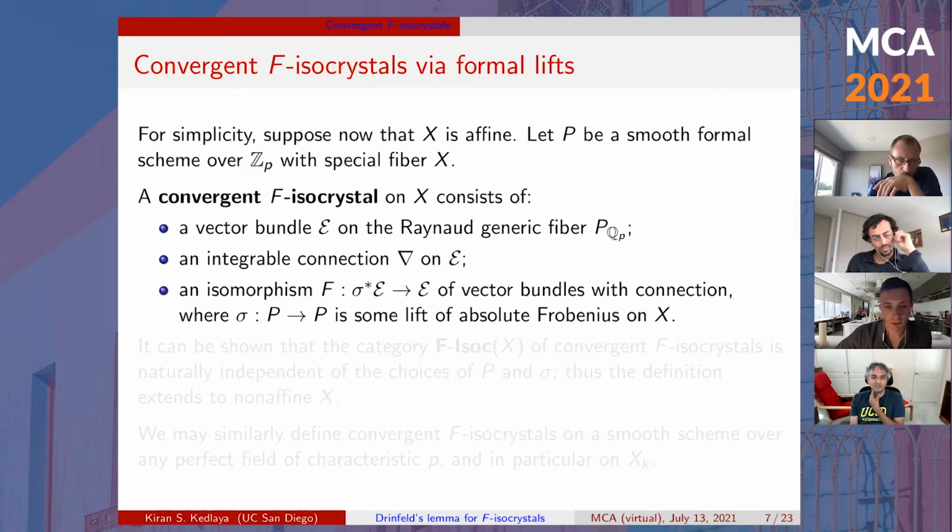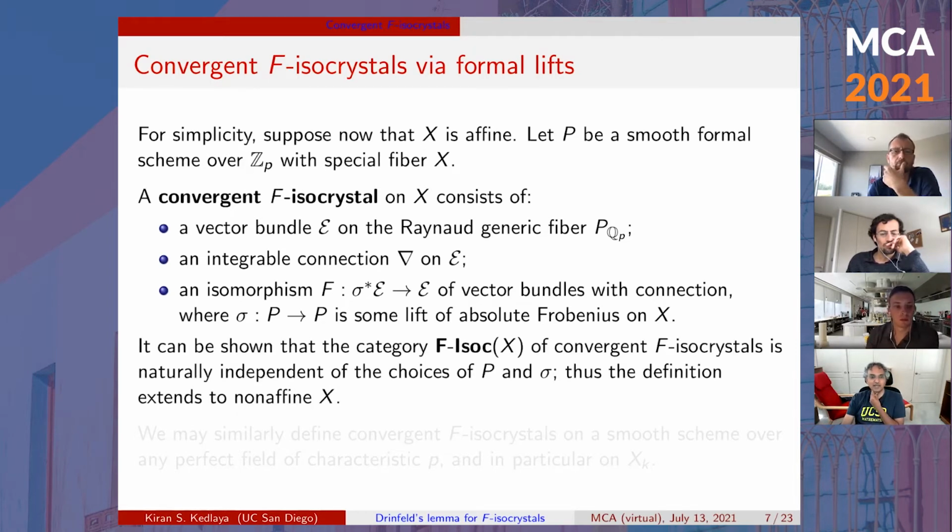Say by making X small enough that it has an etale map to a projective space, and then taking the obvious Frobenius lift on projective space and pulling it along the etale map. It will turn out that what I'm defining here is a category that doesn't actually depend on choices. It doesn't matter what P you take, it doesn't matter what sigma you take, there will be natural isomorphisms, or equivalences, between these categories as you vary these choices.